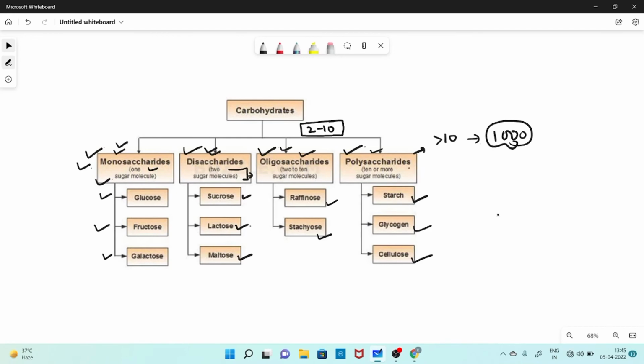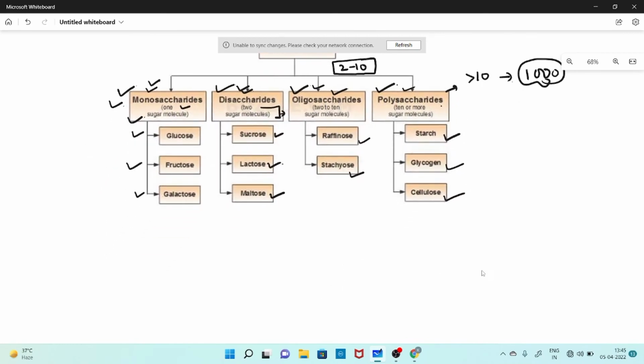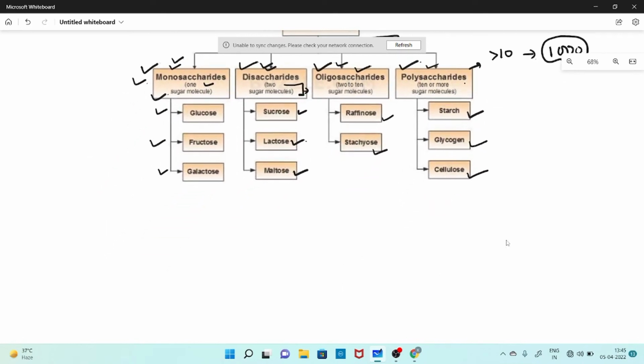Now we will discuss these categories one by one. For example, the number one category is monosaccharides. As I told you, monosaccharide means the basic unit of the sugars.